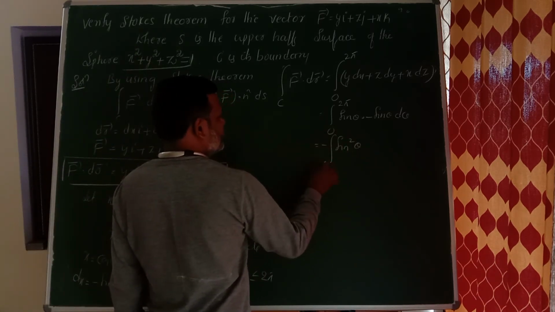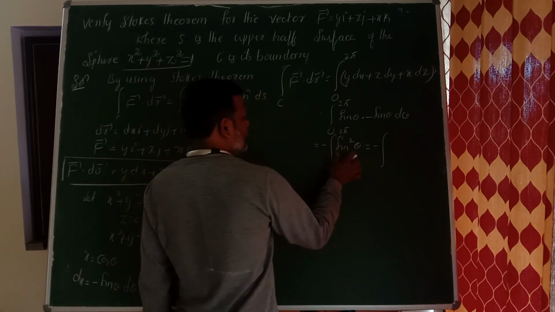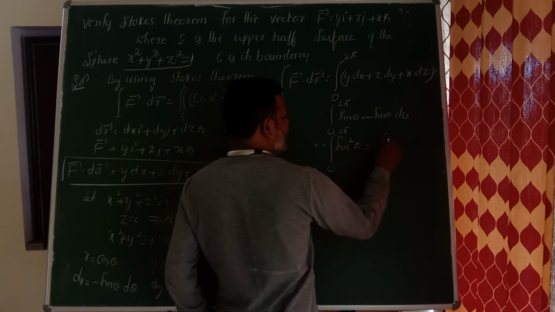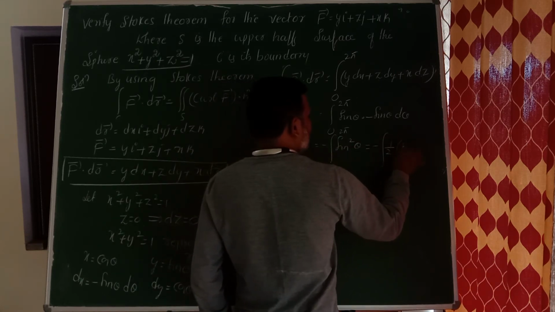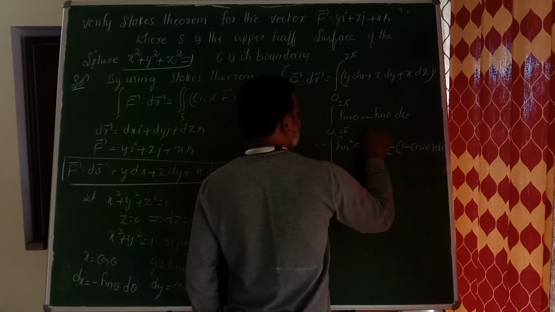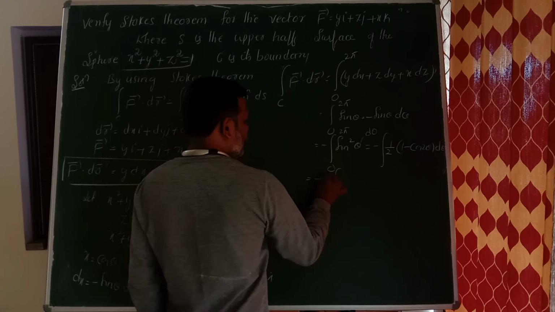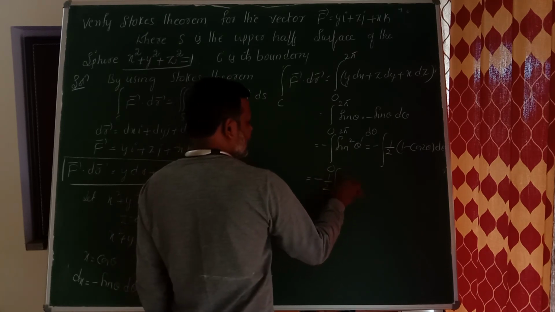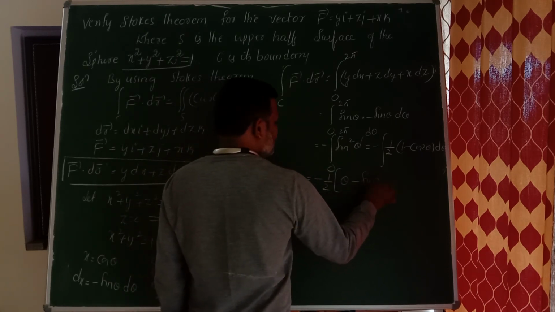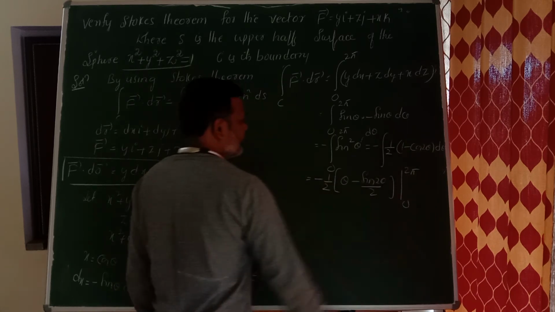So take minus outside, 0 to 2 pi. To integrate this sin square theta, this can be taken as half into 1 minus cos 2 theta d theta. Here we left d theta. So that is equal to minus, integrate this, half taken outside: 1 integrates to theta, minus cos 2 theta integrates to sin 2 theta divided by 2, from 0 to 2 pi.